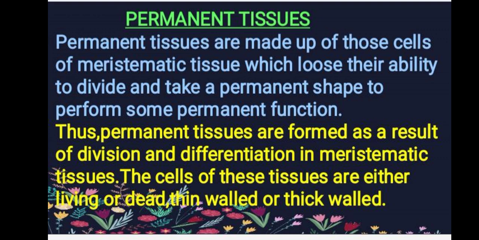Permanent tissues are made up of those cells of meristematic tissue which lose their ability to divide and take a permanent shape to perform some permanent function. Thus we can say that permanent tissues are formed as a result of division and differentiation in meristematic tissues. The cells of these tissues are either living or dead, thin-walled or thick-walled.